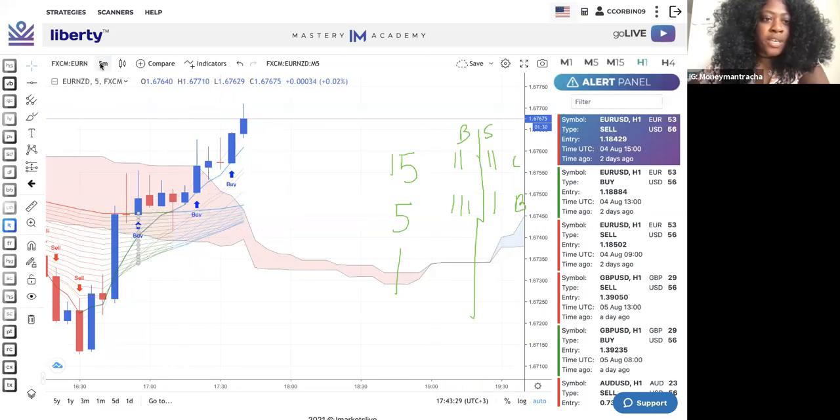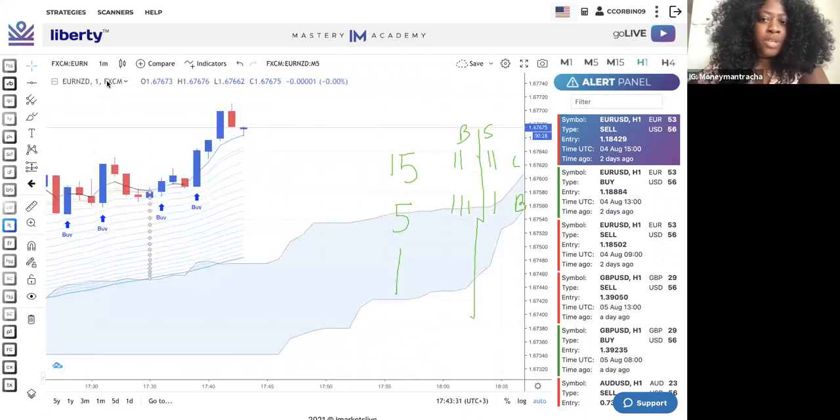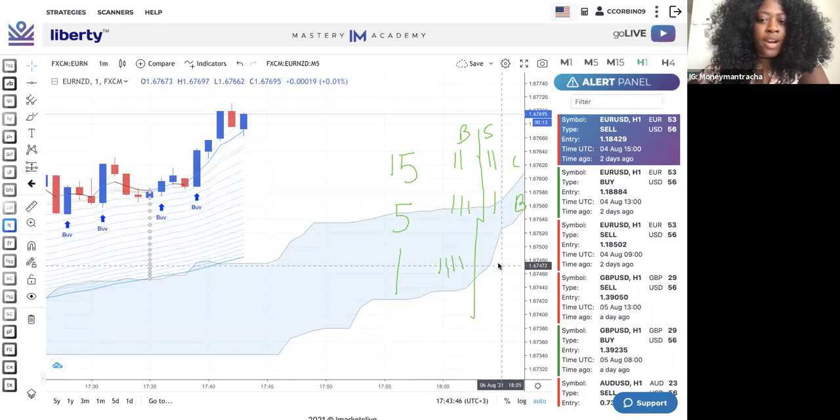Now let's do the 1 minute because most people like trading on the 1 minute, but we need to see where the confirmation is the strongest, right? What color is the current candle? Blue. Is it above or below the web strings? Above. Is it above or below the cloud? Above. Is the cloud forecasted blue or red? Blue, right? So we know that we got the buy.